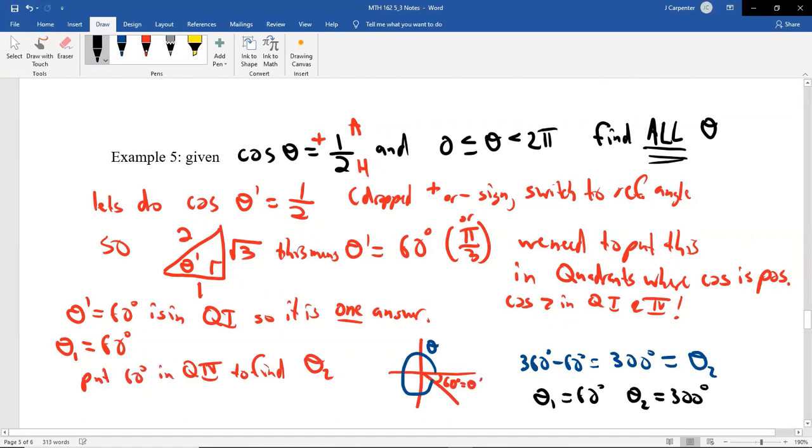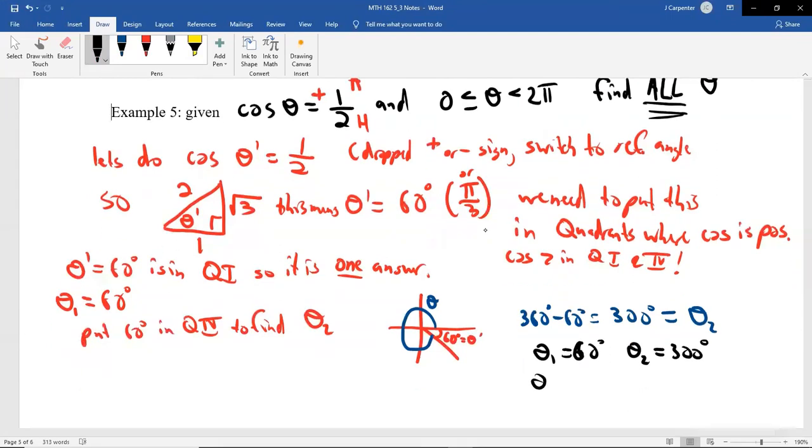So your solutions: the first one's 60 degrees, the second one is 300 degrees. You might be just separating these by commas. If it tells you to put them in radians, this would be pi over 3 and 5 pi over 3. If you did 2 pi minus pi over 3, or if you just convert 300 to radians by multiplying by pi over 180. Remember, those conversions are never actual problems. It's just something that you need to be able to do on the fly. So I have the answer in degrees, I have the answer in radians.